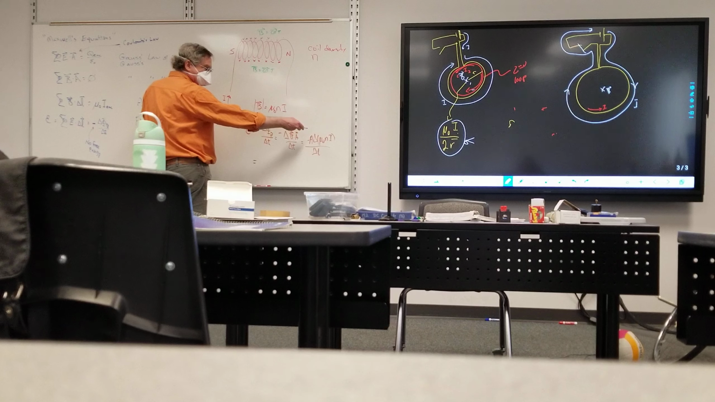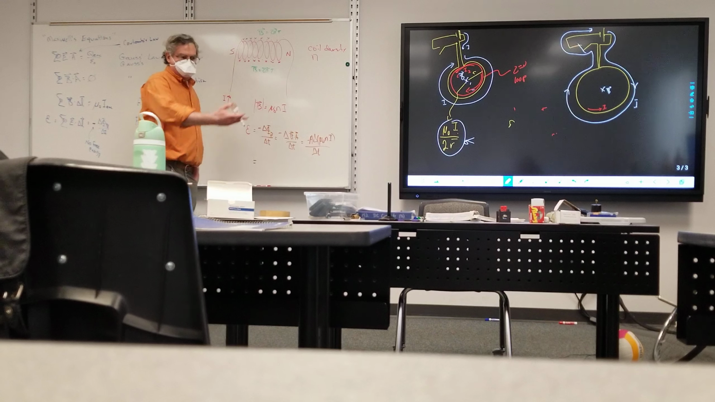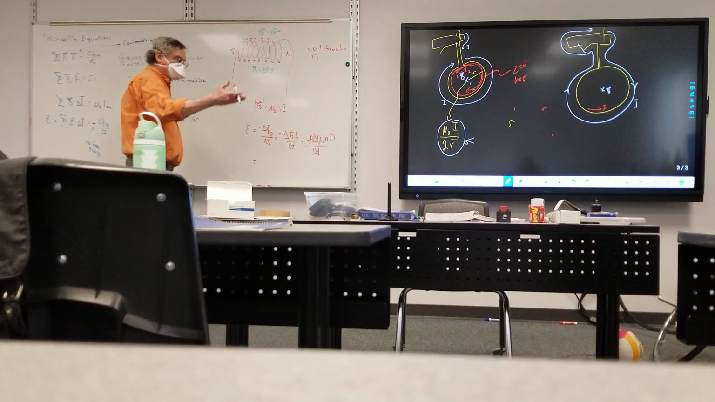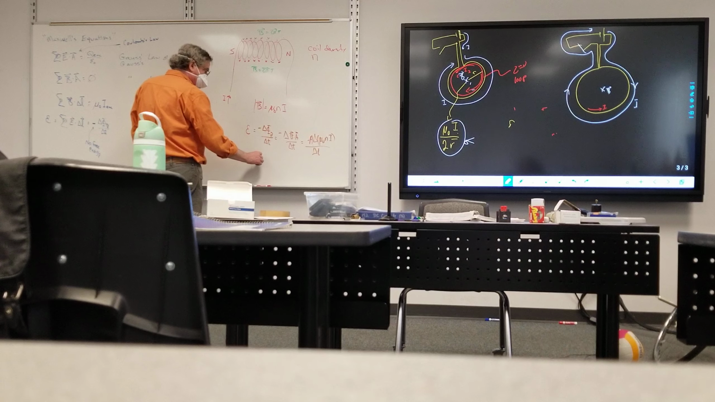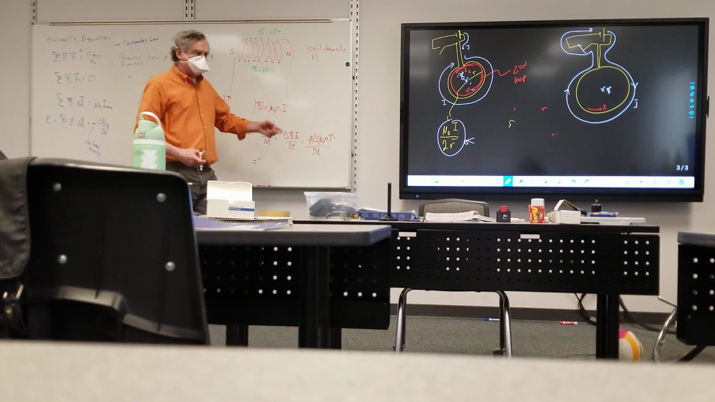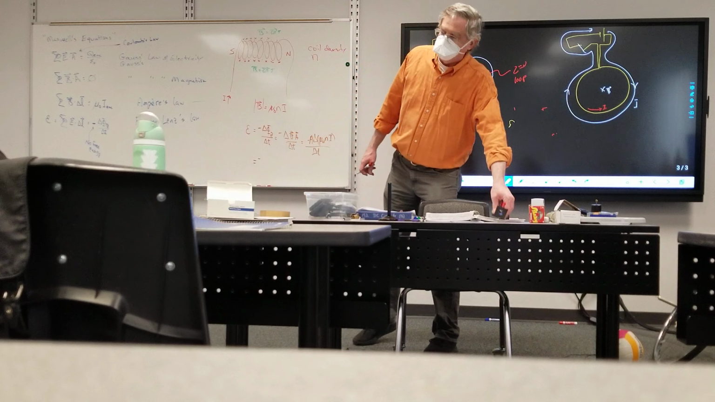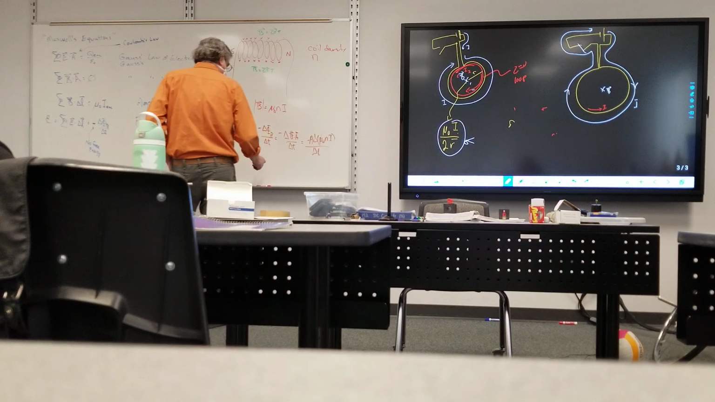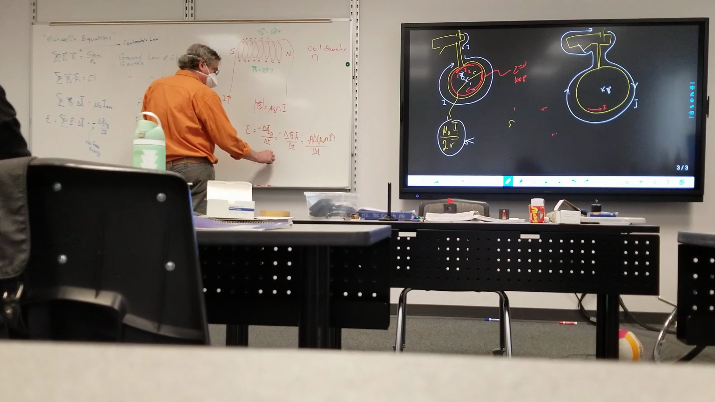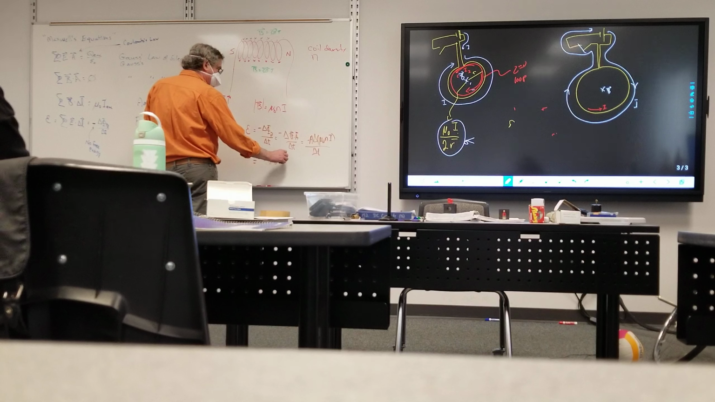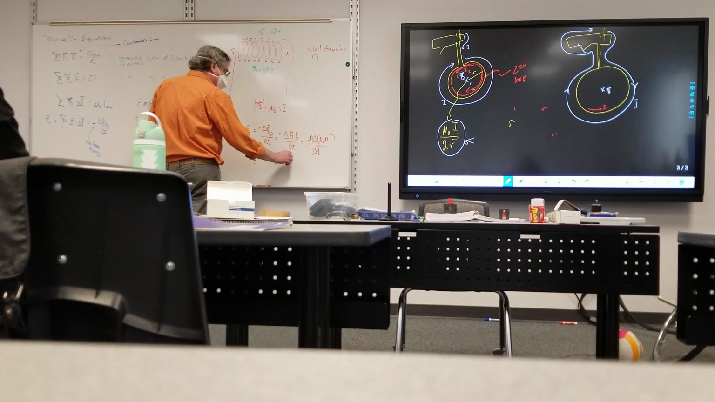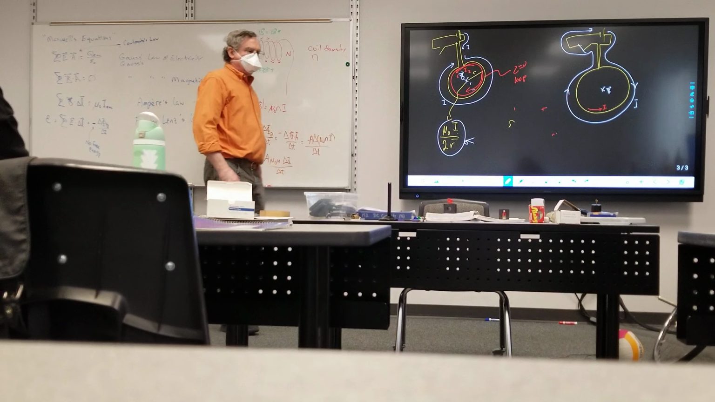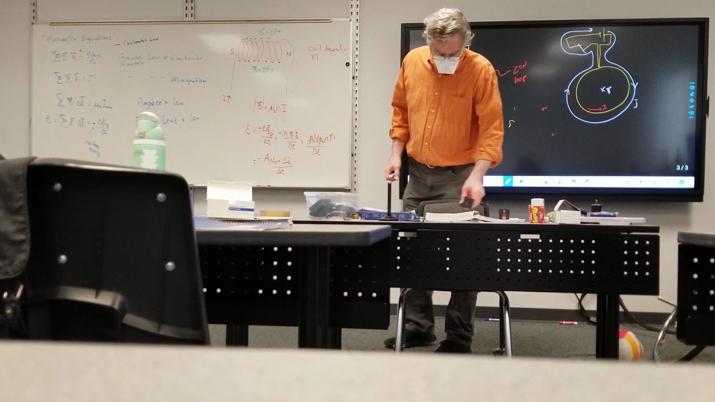Mu naught is a constant. The coil density depends upon the solenoid. It's going to be a constant for a particular problem. In other words, the number of coils per unit length is not going to change when I run current through it. So negative A mu naught n delta I over delta T. Make sure I didn't leave something out there.